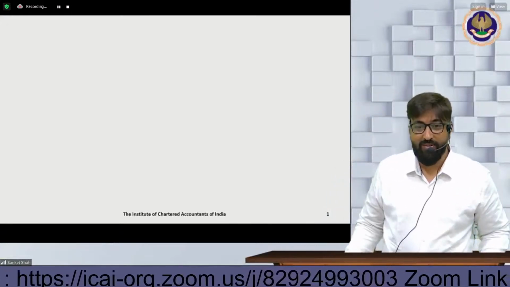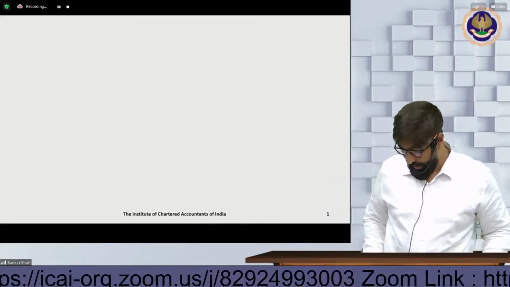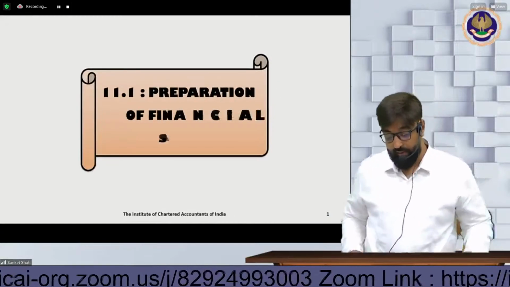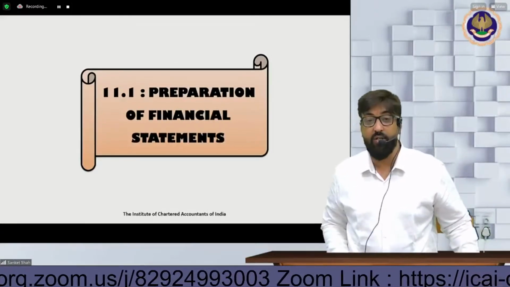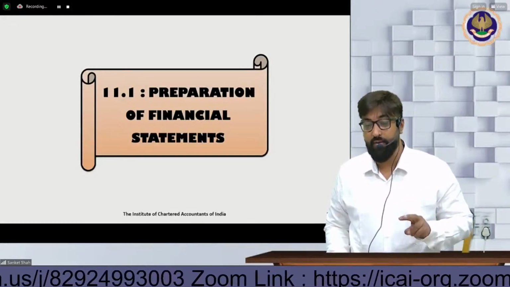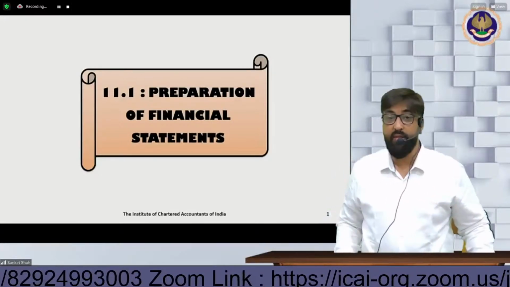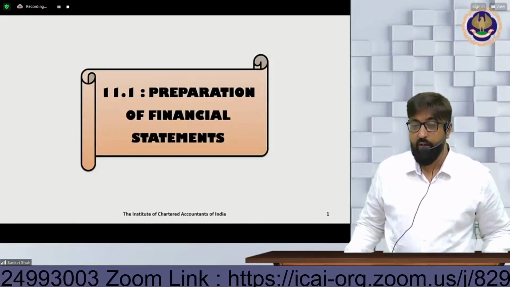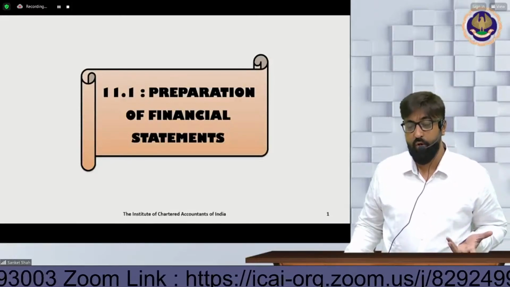Good morning, students. Today we are going to start with the first chapter, number 11, that is the preparation of financial statements, 11.1. This chapter is basically divided in two parts. One is the cash flow statement, and the second one is the preparation of the financial statement. So first, what is a financial statement? What are your financial statements?